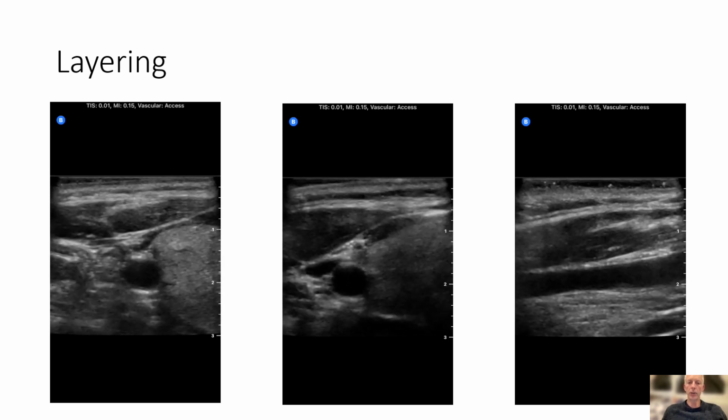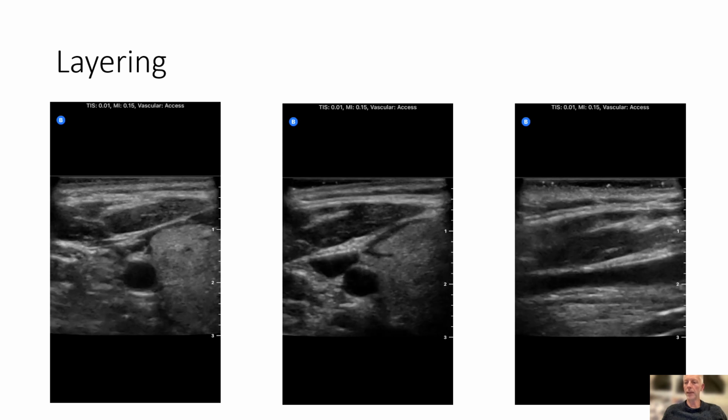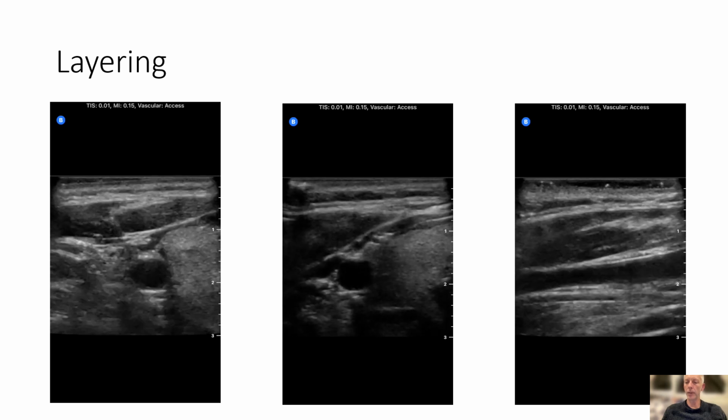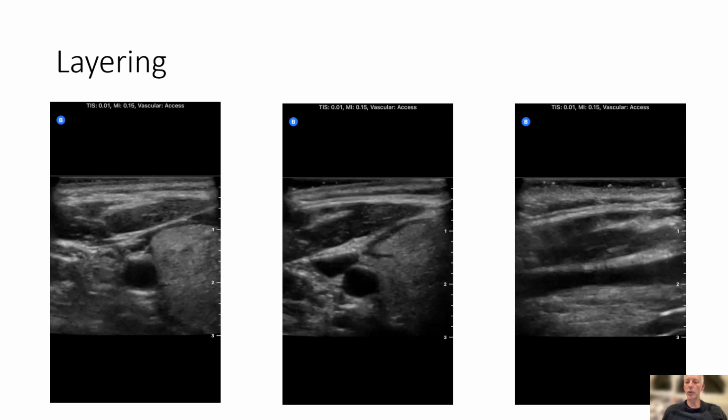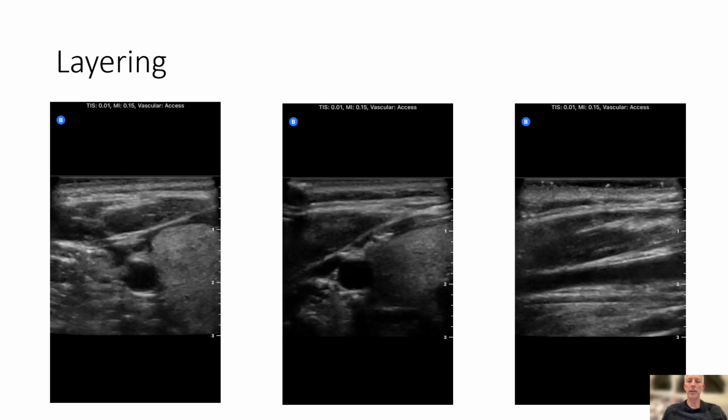The third image is a long axis of the internal jugular vein in the same person at 0 degrees. In other words, the same position as the middle image. This nicely shows the layering without distension or clear tapering.